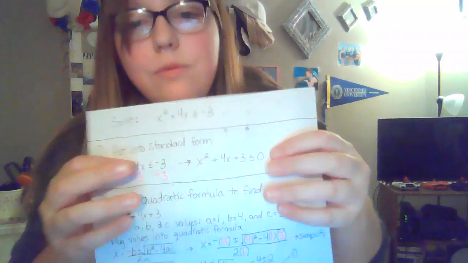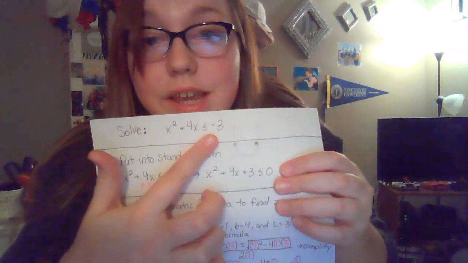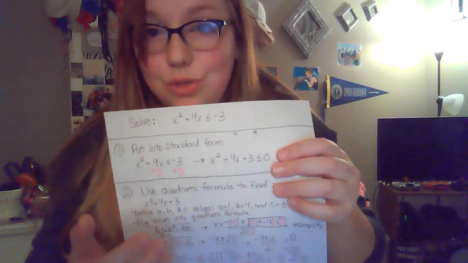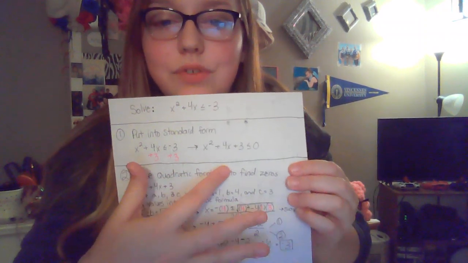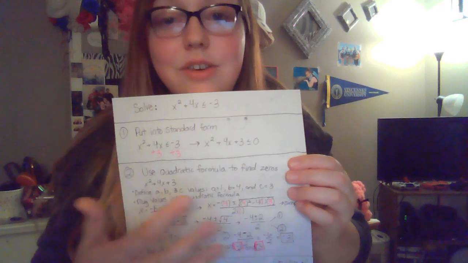At first glance, you'll realize that it is not in standard form, which means we have to get it into standard form. If you look here, we can easily do that by moving the negative 3 over, by adding 3 to both sides. Once we do that, we get x squared plus 4x plus 3 is less than or equal to 0.